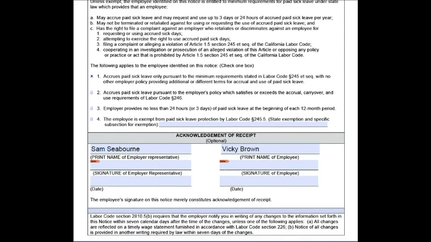The last section, while optional, is recommended. The employer will provide the name of their representative, it's signed and dated, as well as the employee acknowledging that they received this form. So their information is entered, they sign, and it is dated. That's the California New Hire Wage Notice.